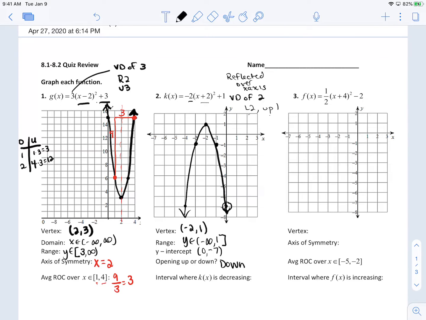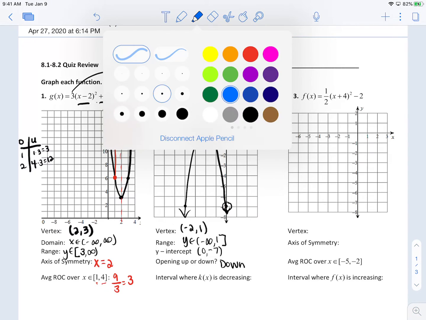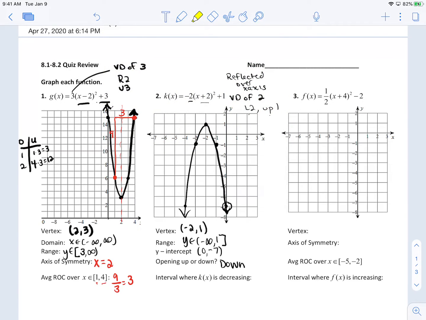And the interval where it's decreasing. Remember with decreasing, that's where as you look at it from left to right, where is the graph going down? Right? So as I read this from left to right, if I were to trace with my pencil, it's going up to -2, and then it's decreasing here, right, on this interval right here. So that's when x is from -2 to infinity.